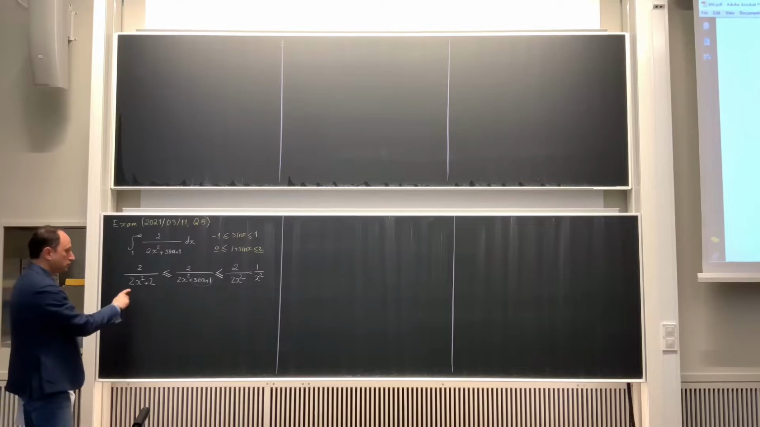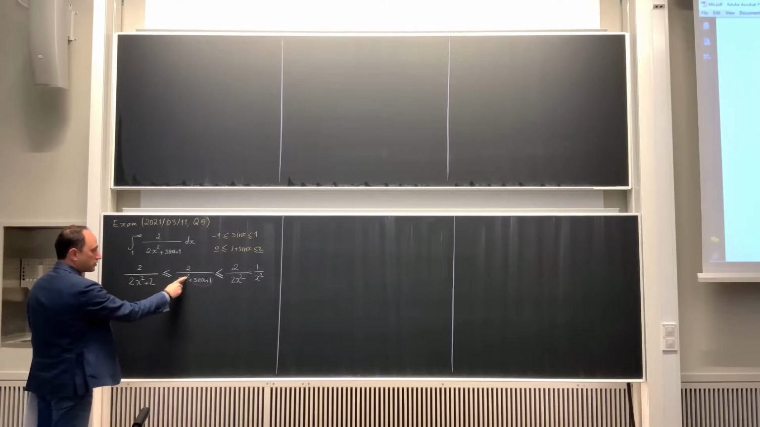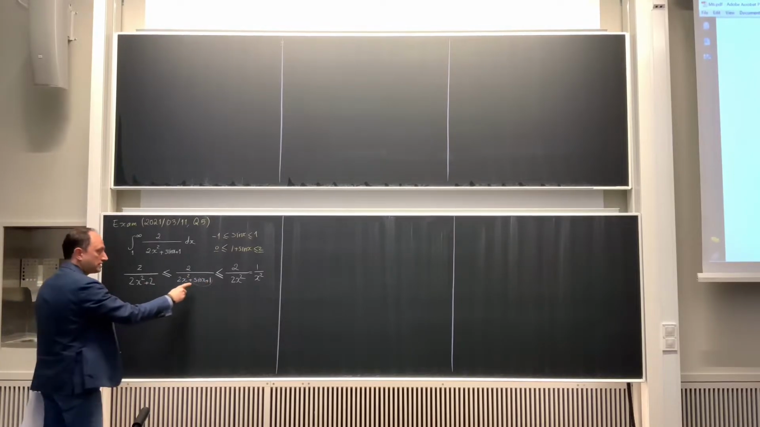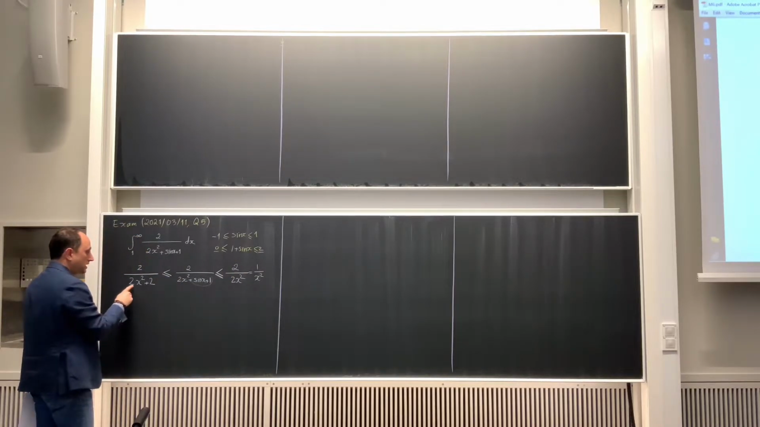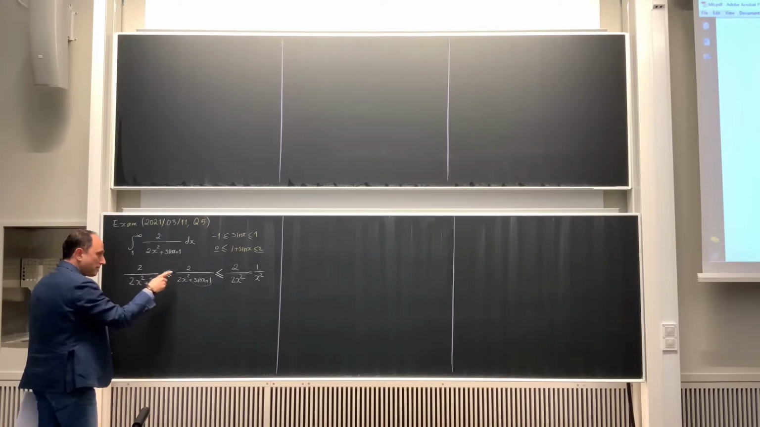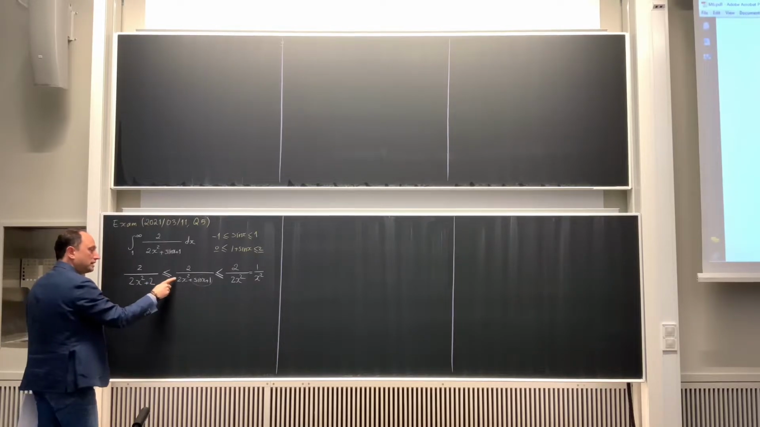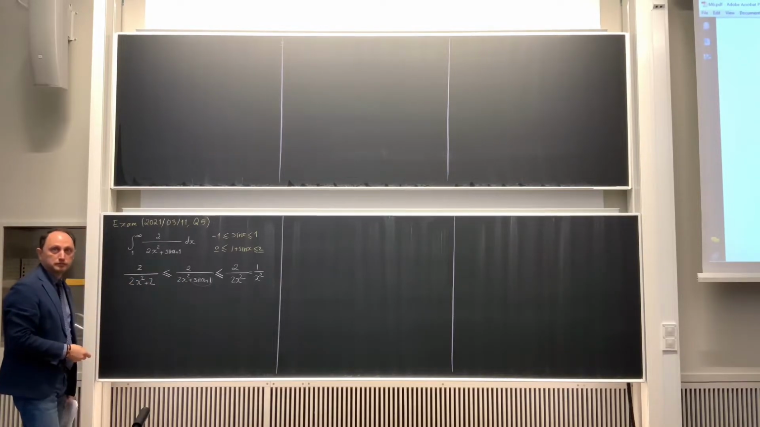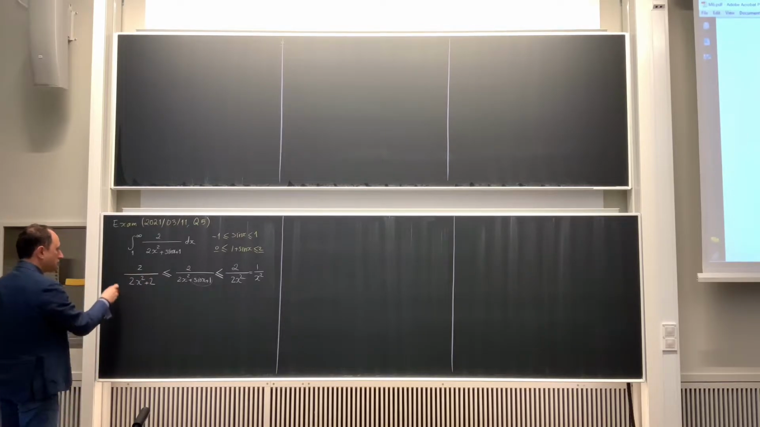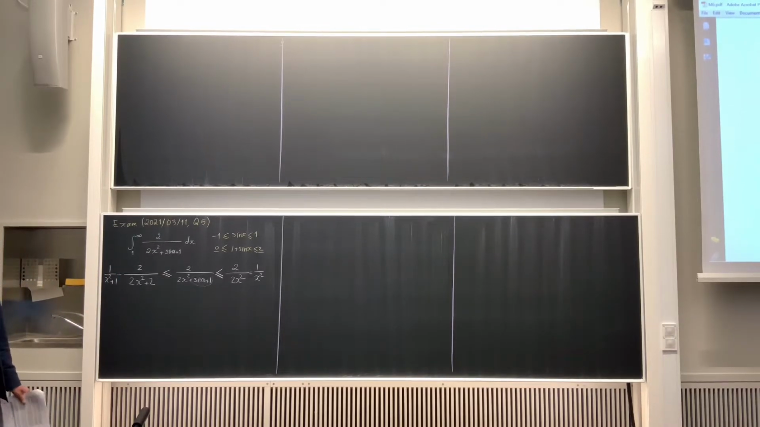Yes, because 2x squared plus 2 is always larger than 2x squared plus sine x plus 1, because the maximum value of sine x plus 1 is 2. So this means that the denominator here is greater than the denominator here. So the whole fraction is indeed smaller. Yes, understandable? Okay. And then I can simplify these 2's. I can divide everything by 2. So that's good. I have an estimate.